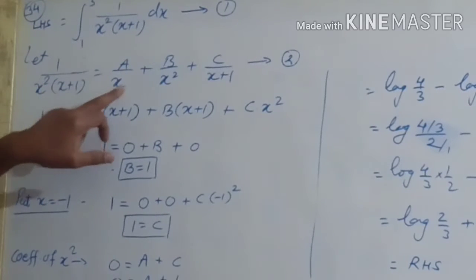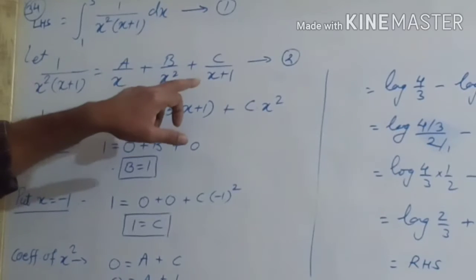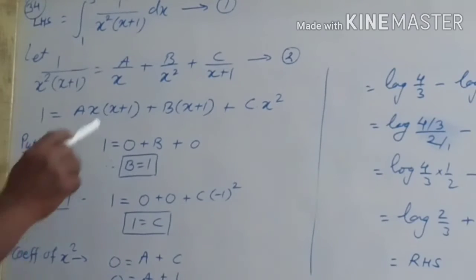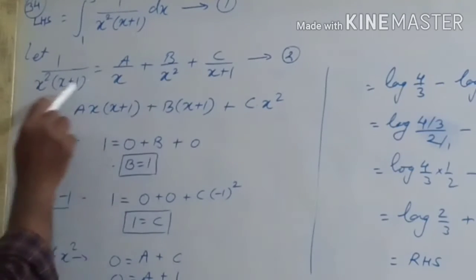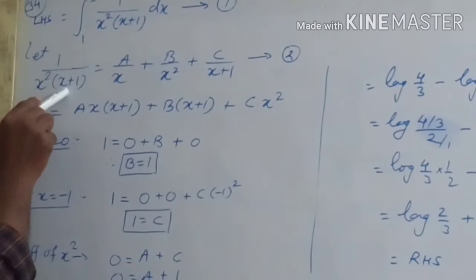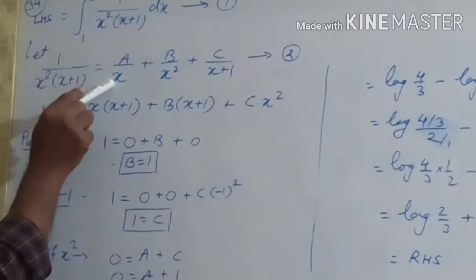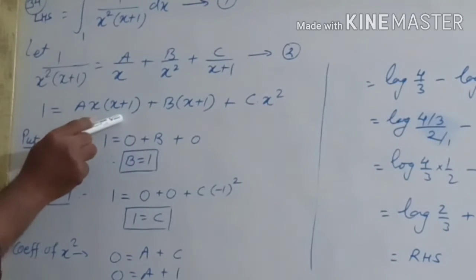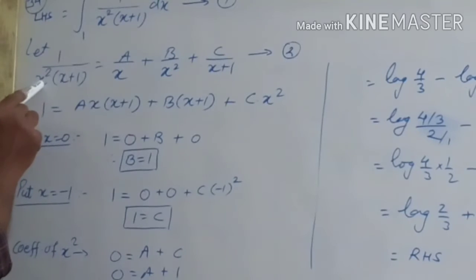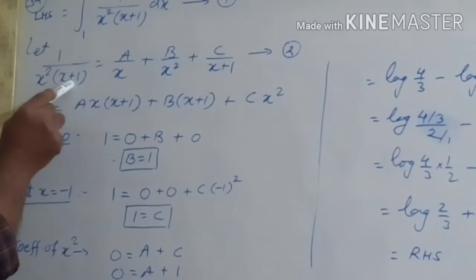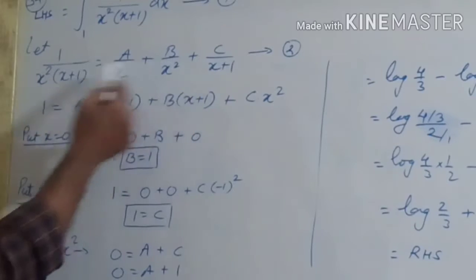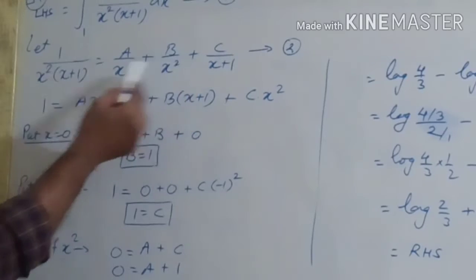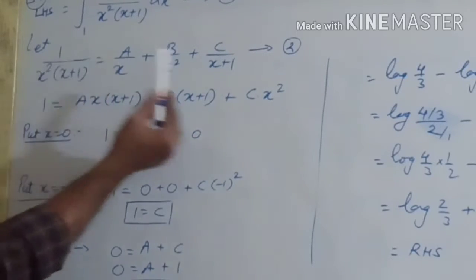So write a upon x plus b upon x square plus c upon x plus 1, and give it equation number 2. The LCM of x square and x plus 1 is the same, x square and x plus 1. So when this LCM is divided by x you will get x and x plus 1, so a into x and x plus 1. Now b into, when this LCM is divided by x square you will get only x plus 1, so b into x plus 1. And when it is divided by x plus 1 you will get only x square, so c into x square.